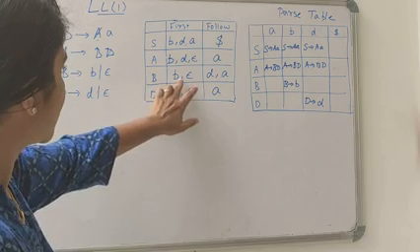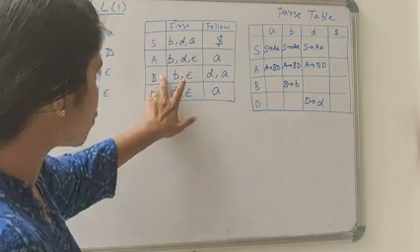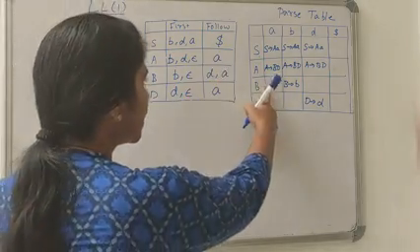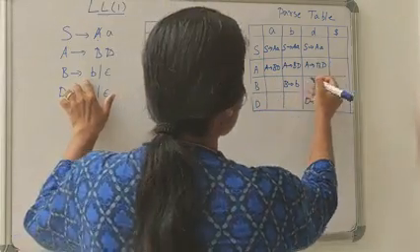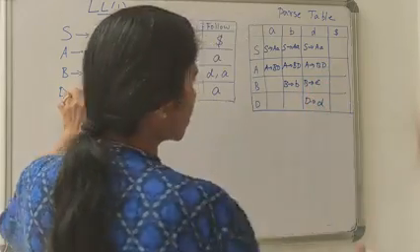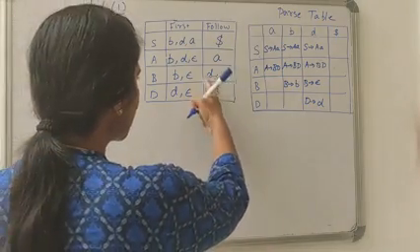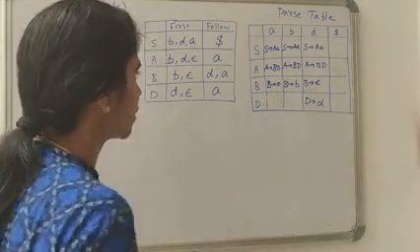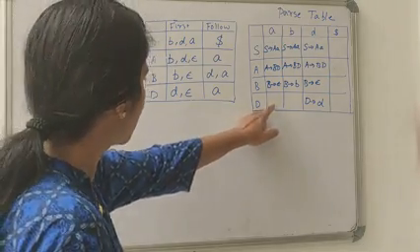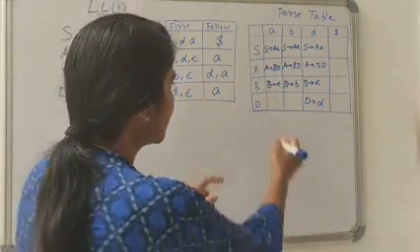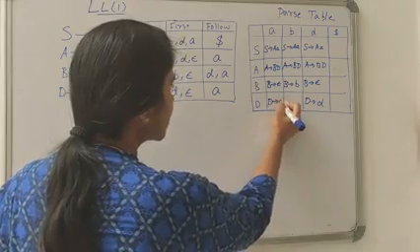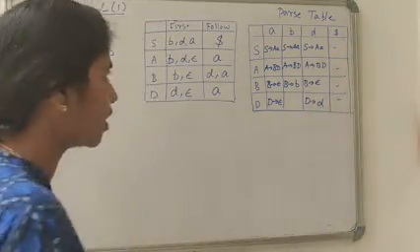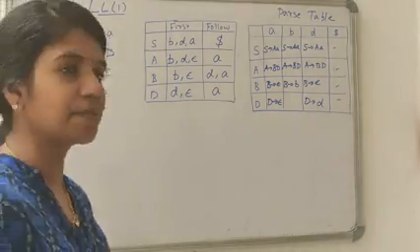Then row of B and column of d, we will write the next rule, that is B gives epsilon. It's a terminal condition. Similarly, B and a, here also we will write B gives epsilon. And next one, D and a, here also we will write D gives epsilon. This is how we construct the parsing table.